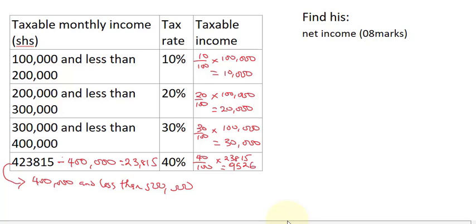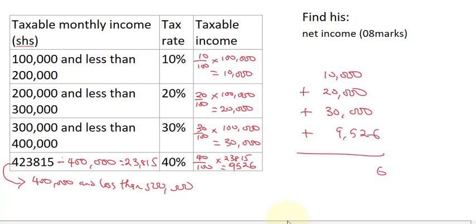So having gotten this value, we are going to sum up all the income at every level. So this is 10,000 plus 20,000 plus 30,000 and plus 9,526. When you sum this up, you're going to get 69,526. So his tax is this. And as easy as that, you can attempt this question.